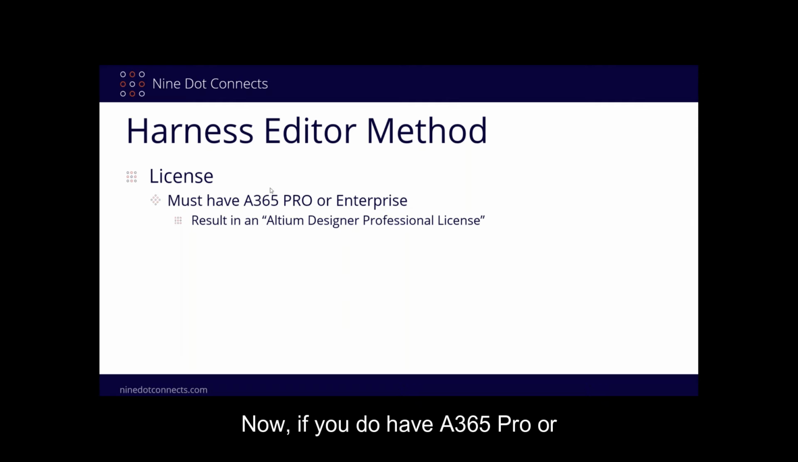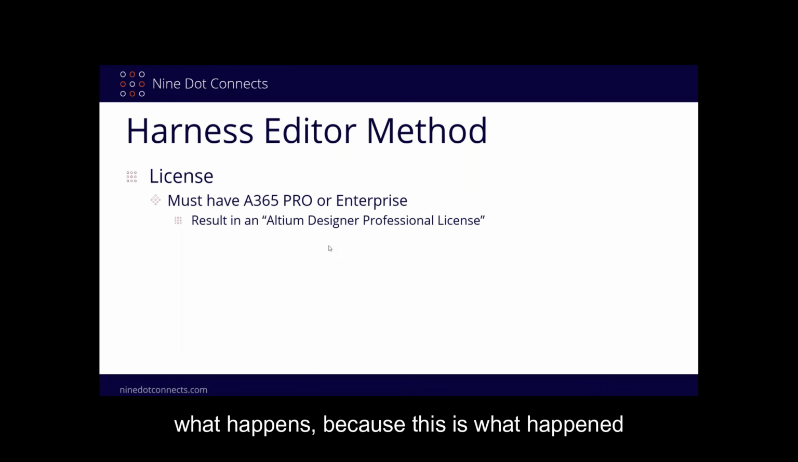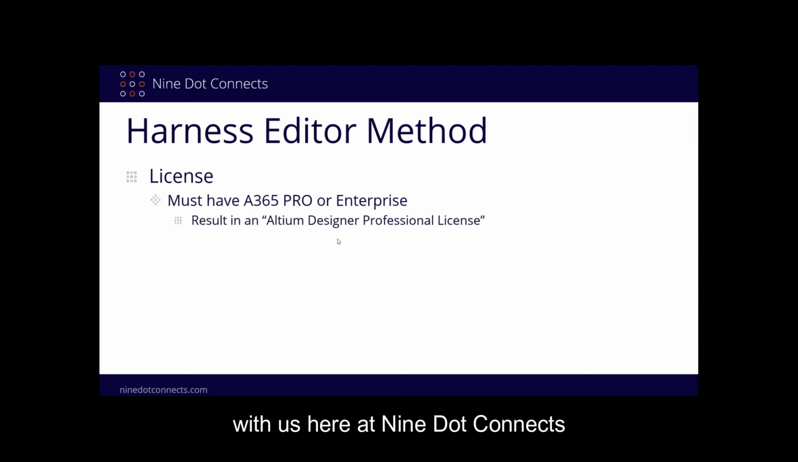Now, if you do have A365 Pro or Enterprise, then that entitles you to a license called the Altium Designer Professional License. Okay? This is what happened with us here at 9.Connects, when I was first trying to learn the harness editor and get into the constraint manager, I couldn't get into it. I'm like, well, what's going on? We had the proper license because we had A365 Pro, but our rep did not upgrade us. Our license just said Altium Designer, not Altium Designer Professional License. Once they looked and said, yes, you do have the Pro version, let me change that in your system on the on-demand licenses, and voila, we were able to go.